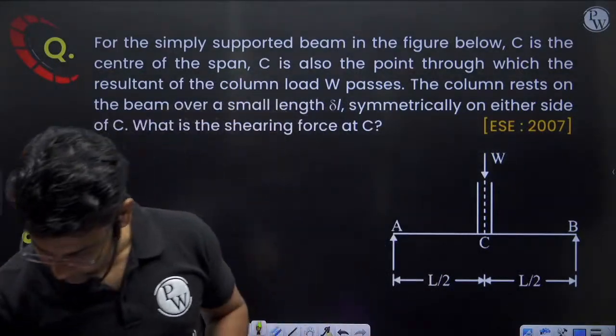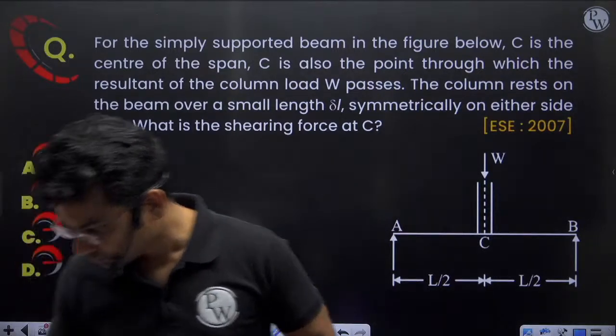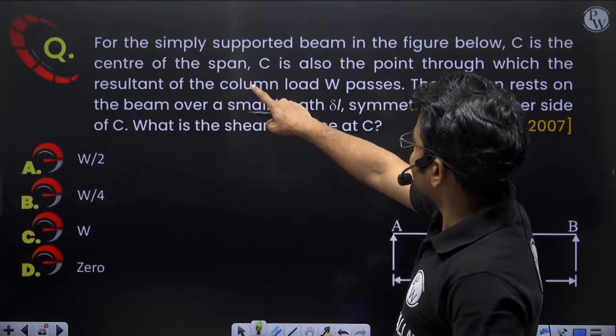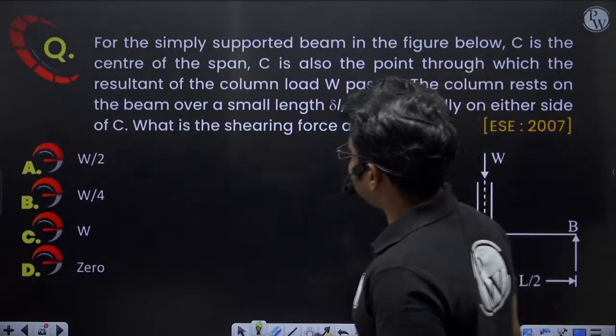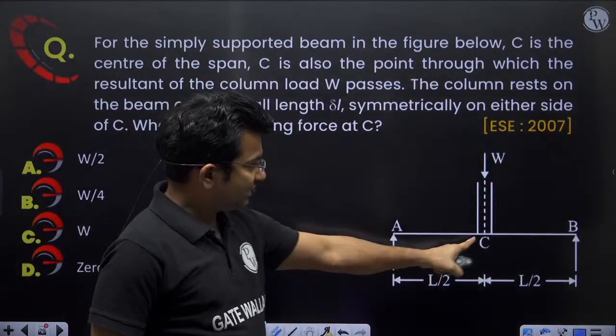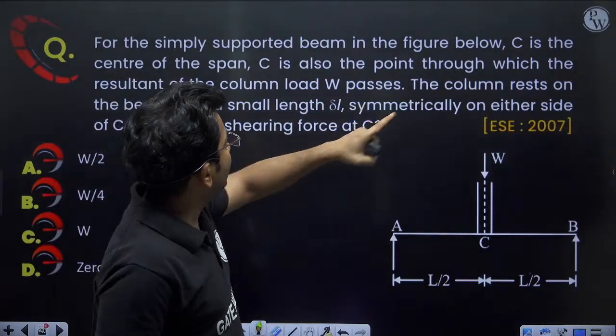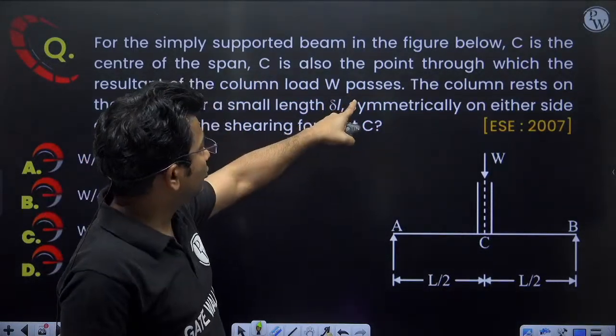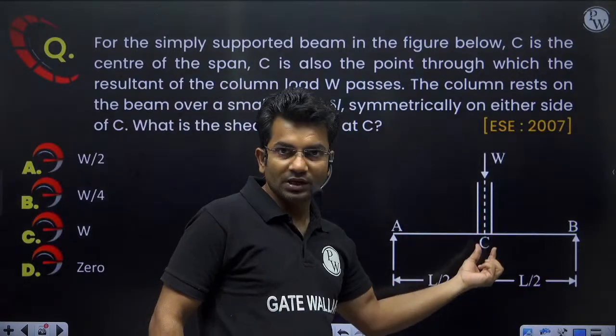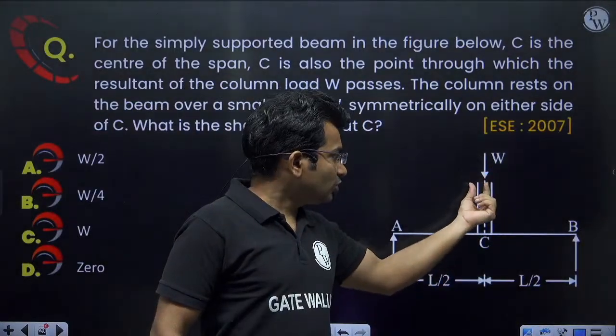Okay, just a minute. For the simply supported beam in the figure below, C is the center of the span. So this C is the center of the span. C is also the point through which the resultant of the column load W acts. So this is a column. Okay, this is the column.